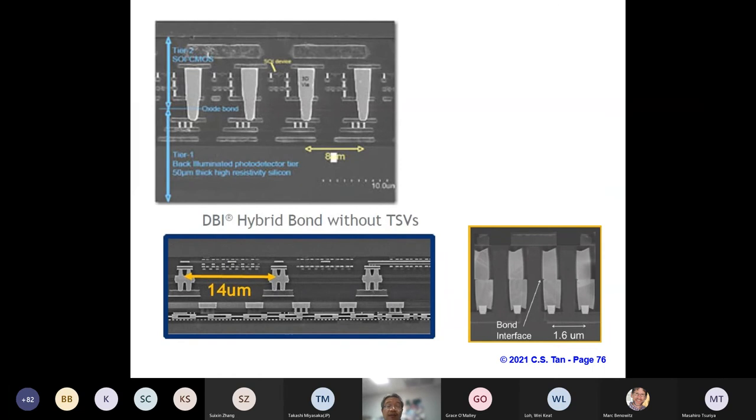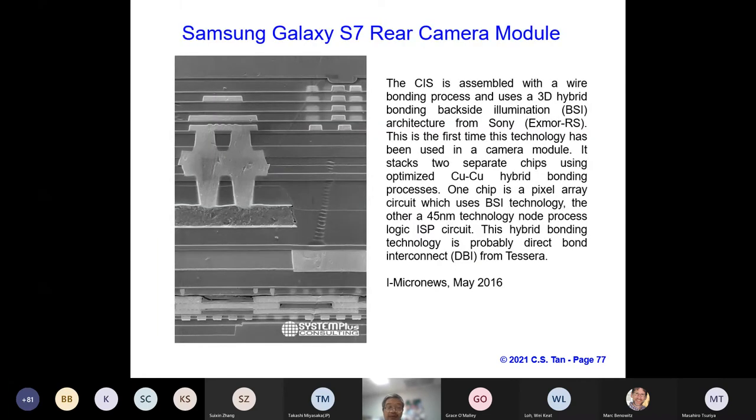And these are some of the data that you can find in any open literature today. The technology that they use is, in fact, DBI, developed earlier on by Ziptronics. It's everywhere. And just to convince you that this is used in high volume manufacturing, this is again found in the Samsung Galaxy, in the rear camera. If you do a proper study, this is where hybrid bonding is located.